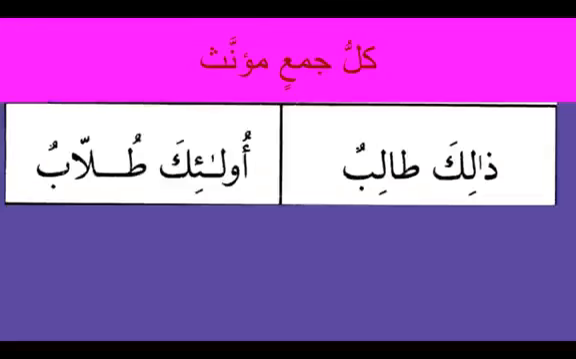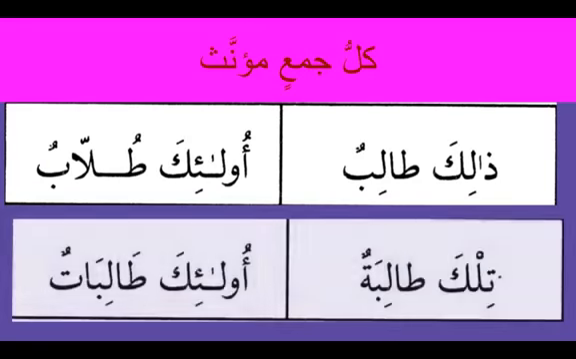We've learned this. For example, if it's hadi talibatun, we say haulai talibatun, because for both male and female we have one plural demonstrative pronoun. And the same thing for zalika and tilka for ba'id. So we say zalika talibun, ulaika tullabun. If it's tilka talibatun, we say ulaika talibatun. So we are aware of this, alhamdulillah.